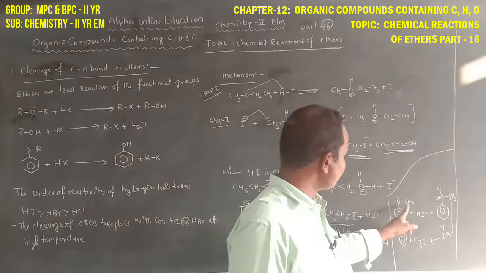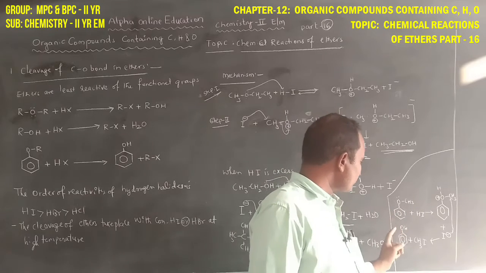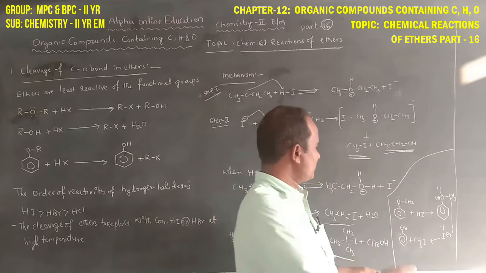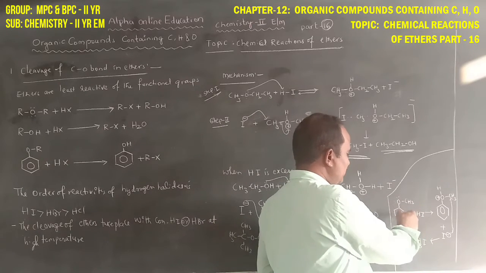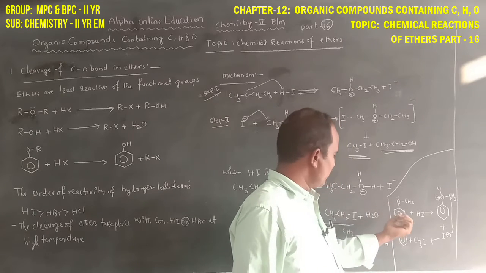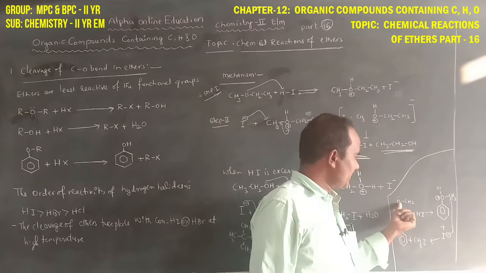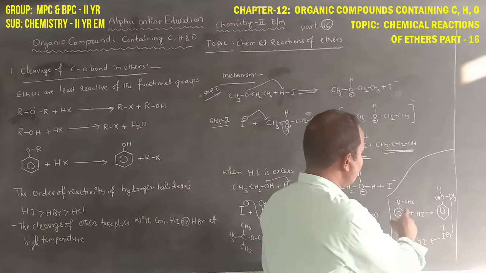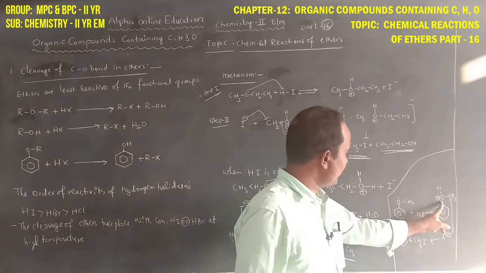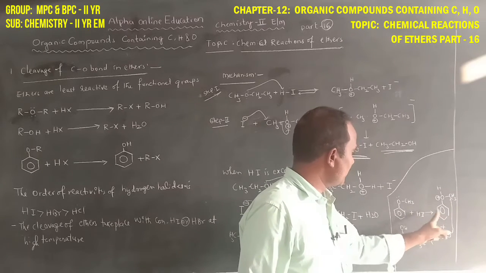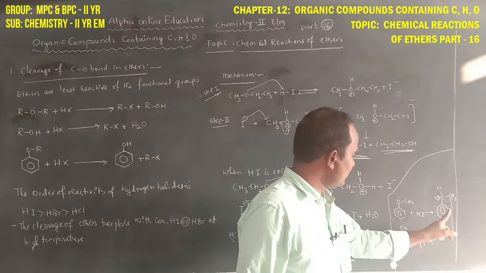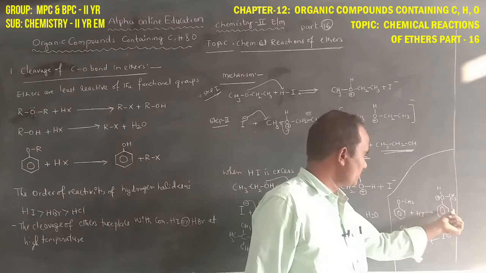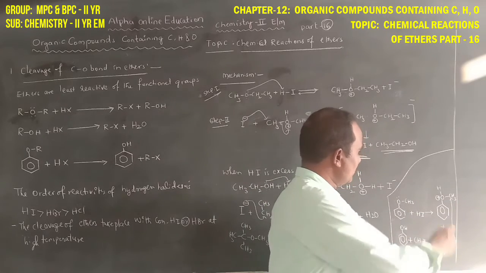Next is anisole, which is methyl phenyl ether. When it is treated with hydrogen iodide, protonation takes place and the iodide nucleophile is formed. This iodide ion attacks the methyl group of the protonated anisole.